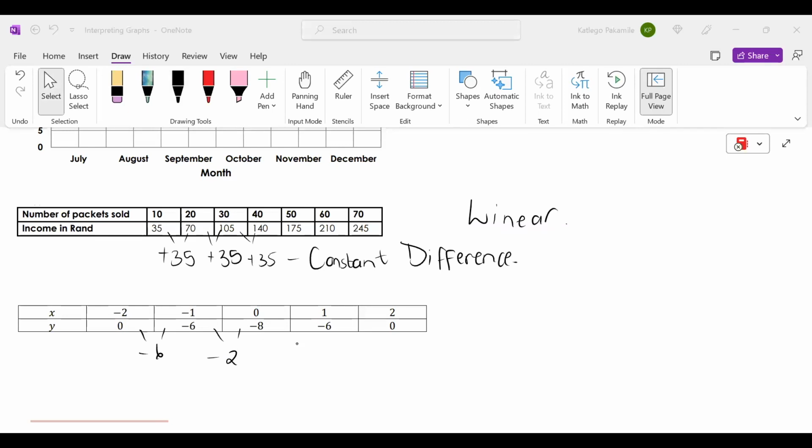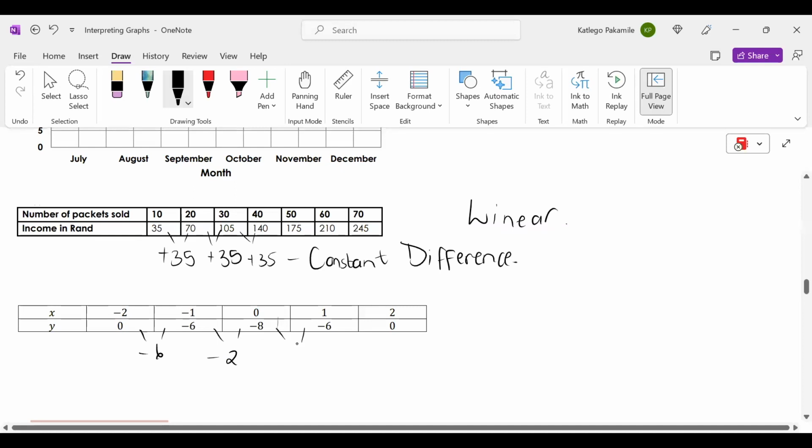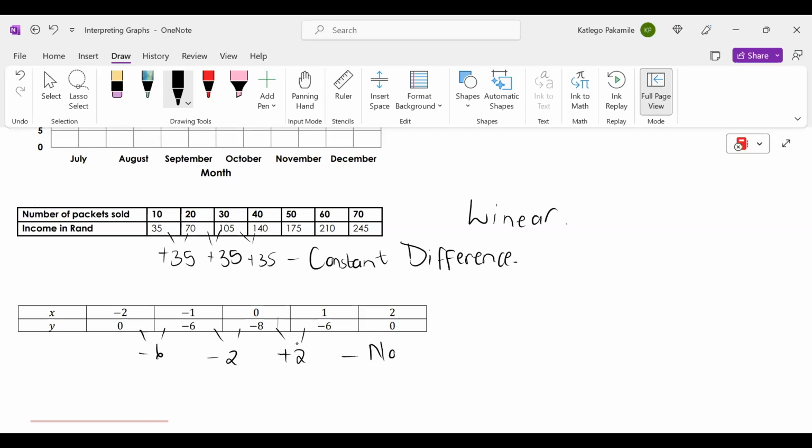If you look here, from -8 to -6, what are we adding or subtracting? We are adding. So what happened there? We went from subtracting to adding. Can you see that this is a change in direction? So A, there is no constant difference. And B, it changes direction. That was good, Yenzeka.